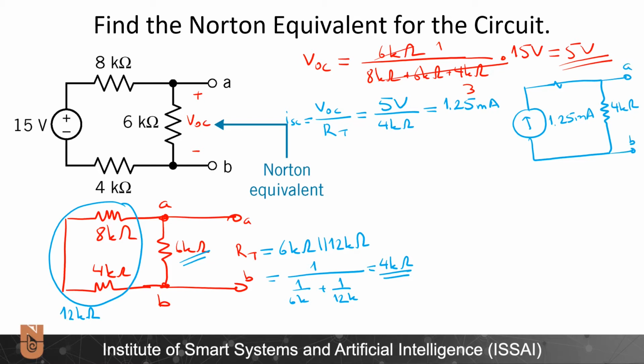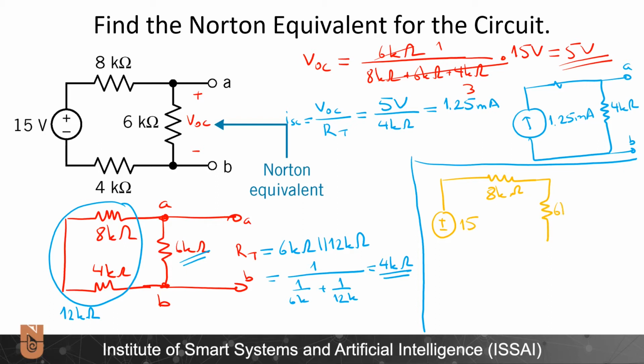But in addition to these, I can also solve this circuit by finding the I short circuit. How will I do that? Let's draw. Let me use a different color. Plus minus 15. Here I have 8 kilo ohms. Here I will have 6 kilo ohms. And in parallel to that, I will have the part where I have I short circuit.